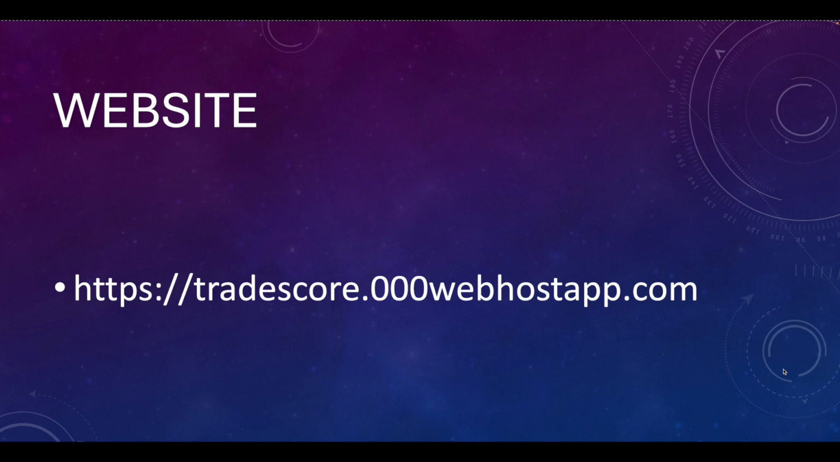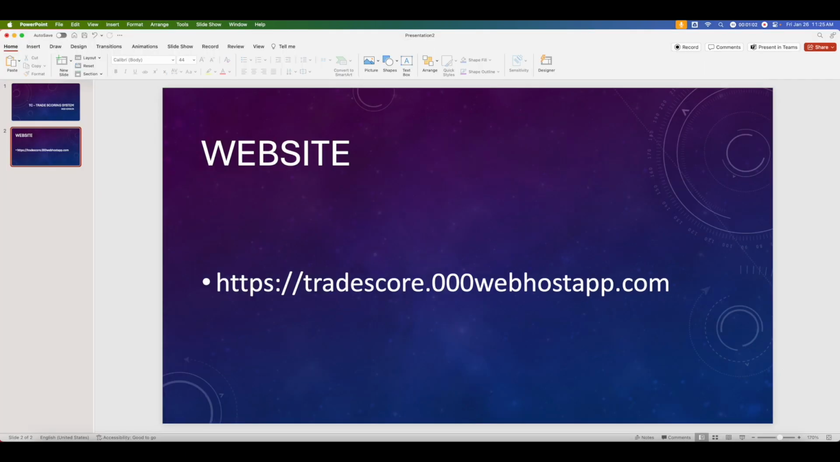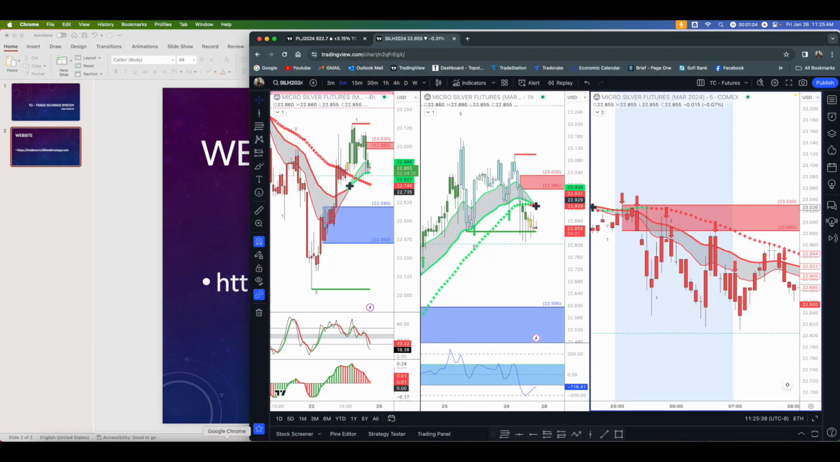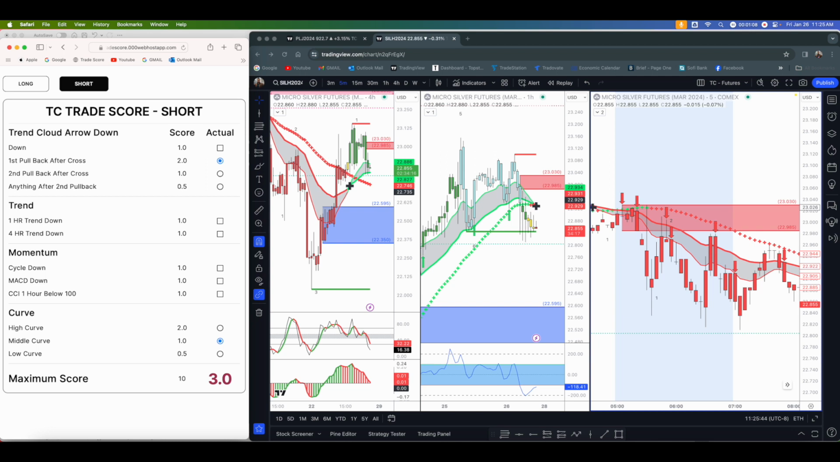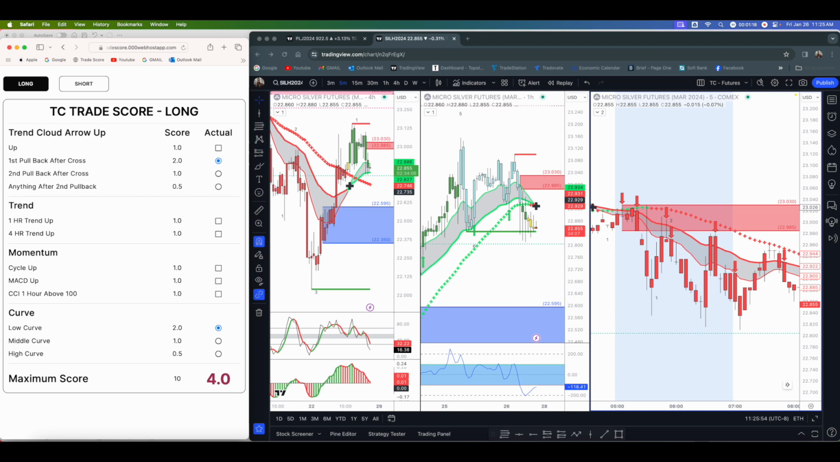Okay, so let's look at a couple of examples from the chart from today. So this is what the trade score looks like. Let me give you an overview first. On this side, you can either click on the long side and it will pull up all the long trade instructions, and if you go on the short side, you will see all the short trade instructions.